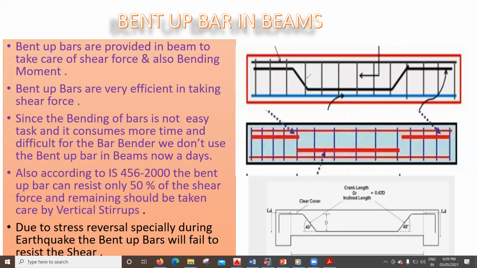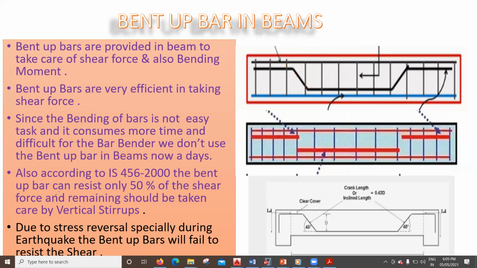If you want to bend something like this, you crank or bend up the bar in this shape, and the bar bender will find it difficult to bend. If it is a small 12 diameter bar, you can bend it. Even with 12 diameter sometimes it's difficult. If you're going for 16 diameter or 20 diameter, then bending is very difficult, right? So it's difficult for the bar bender, and we don't use the bent up bar in beams nowadays.